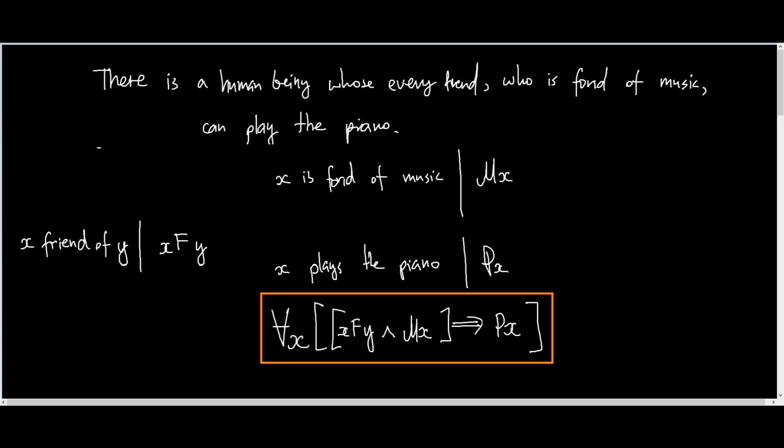No, it's not about blue or red. It's about every friend who likes music should play the piano. That's what the property says. That's a property of y, and we could now consider this property for different values of y and judge whether for those values of y that property holds or not. And what we want in this modified sentence that we created is there to exist such a human being y, the one that has that property.